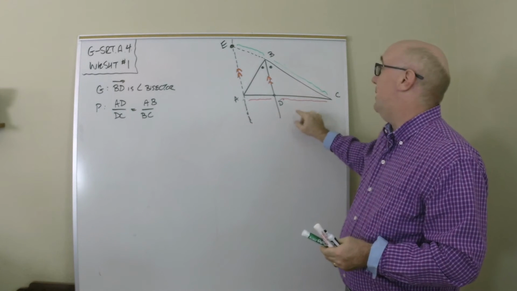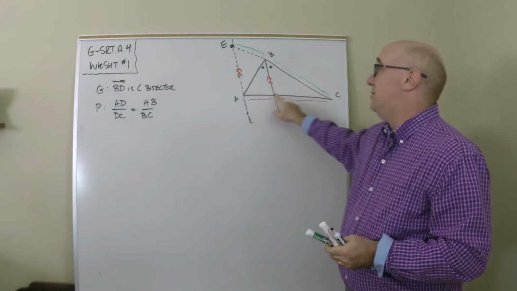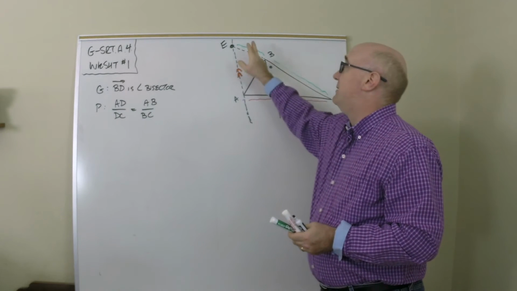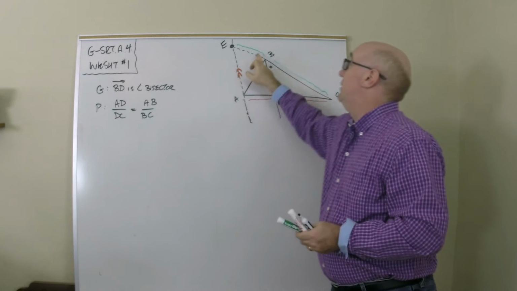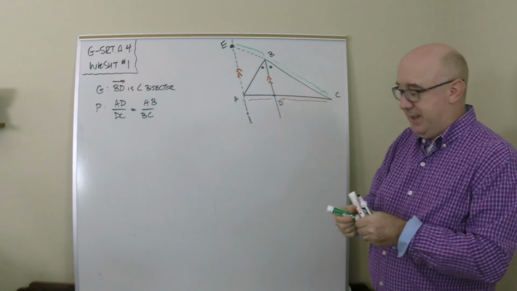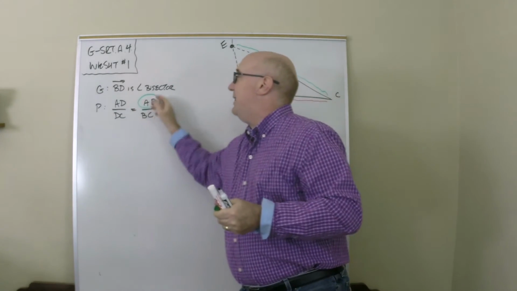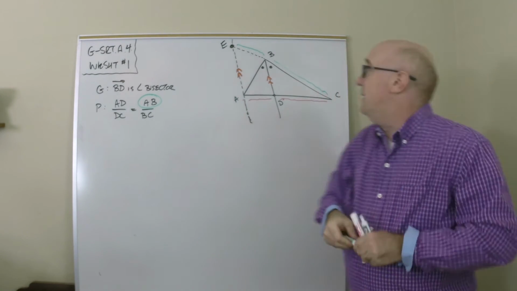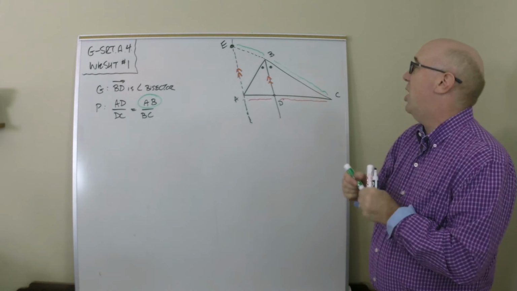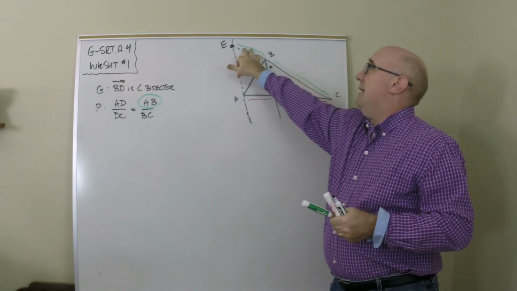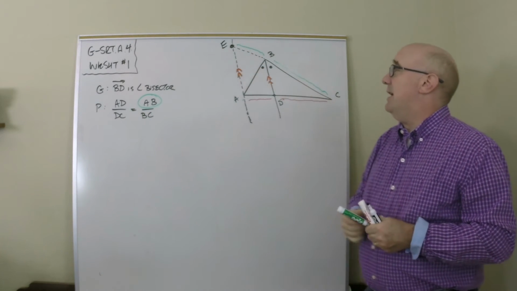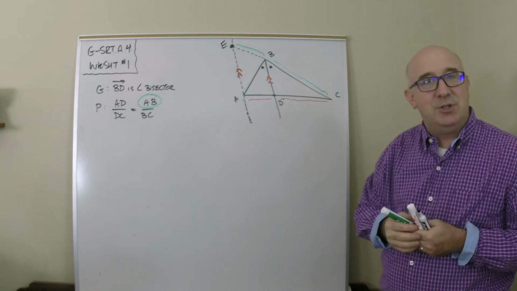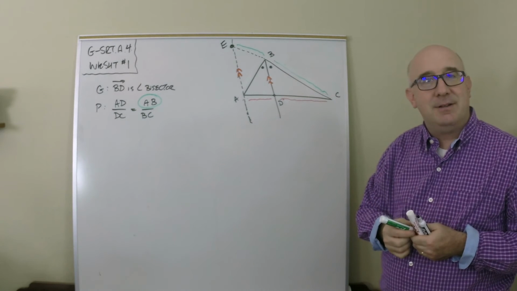Look, AD to DC we got, but it says EB is to BC. So the only thing that we are missing right now, using the previous relationship, is that somehow I need to show that EB and AB are the same. I can make a substitution there and then I would have it.